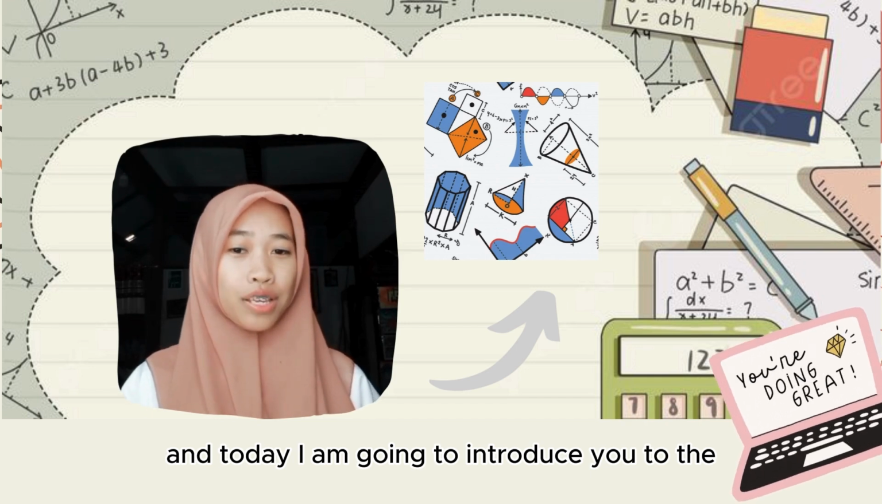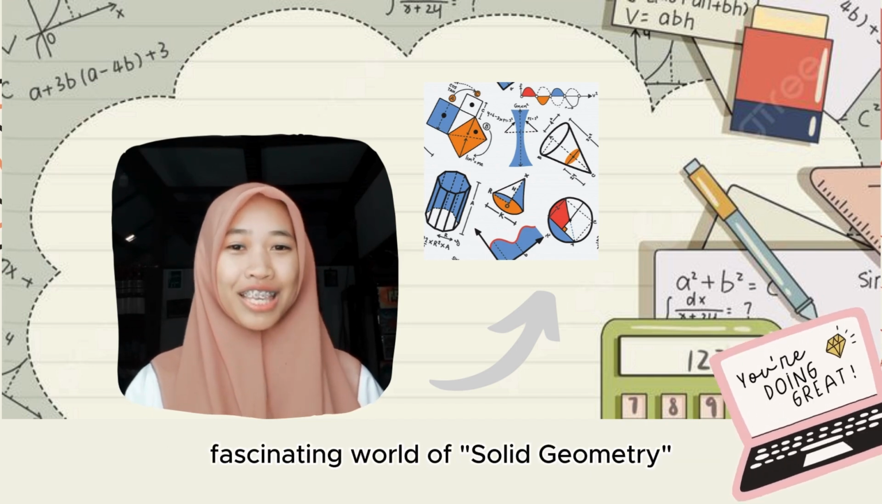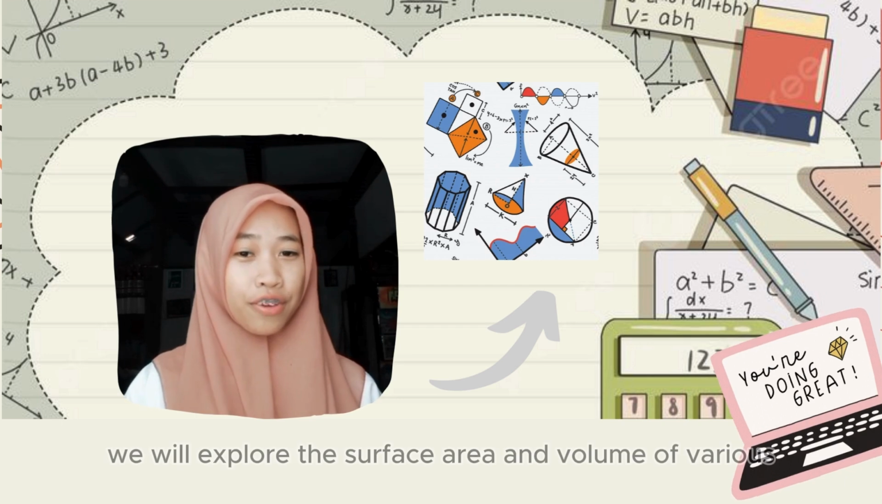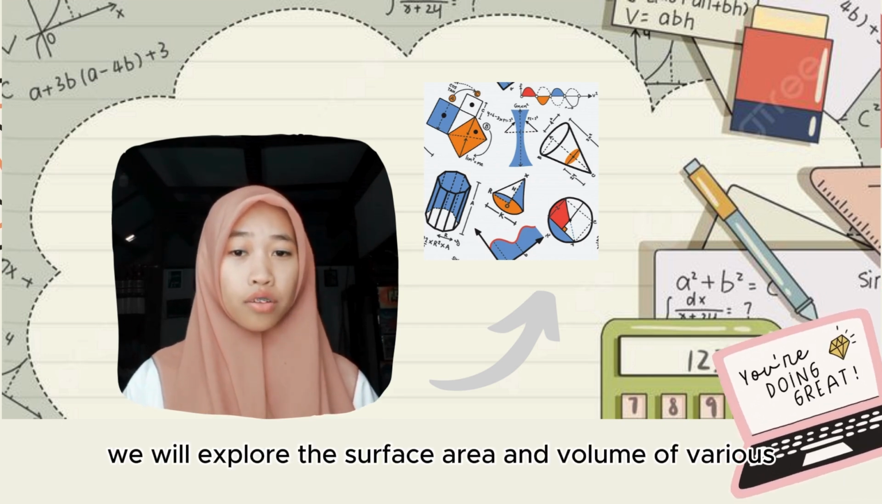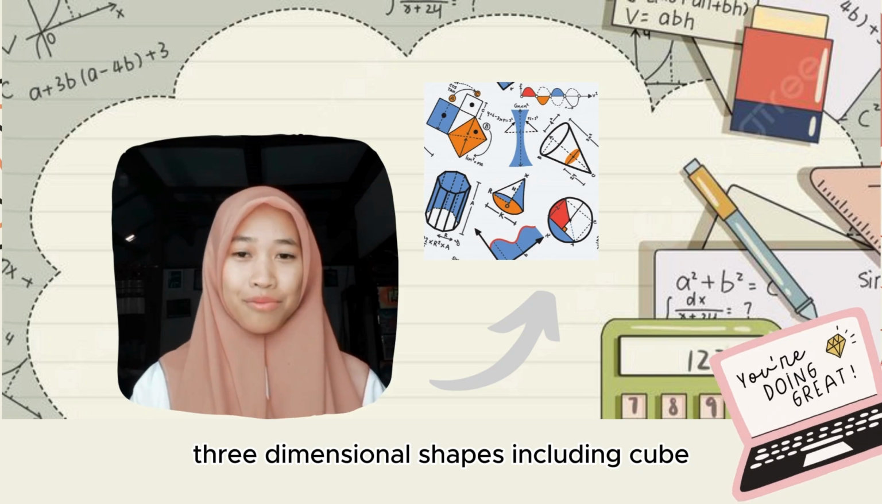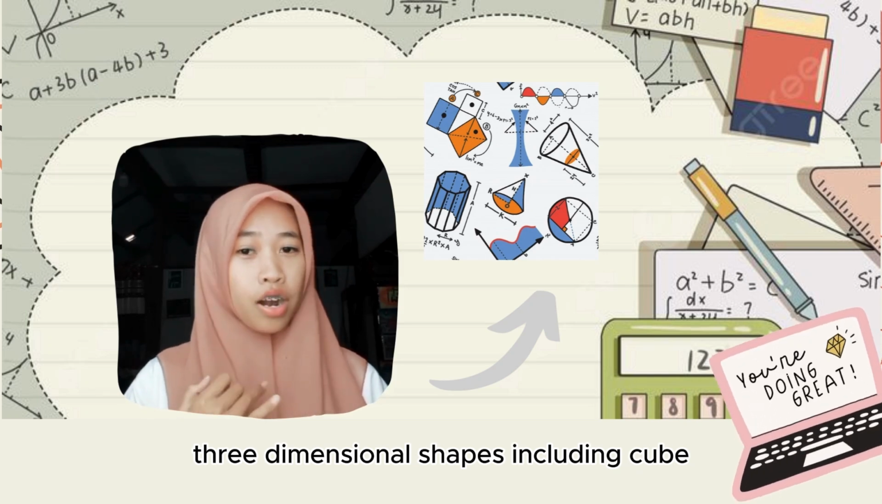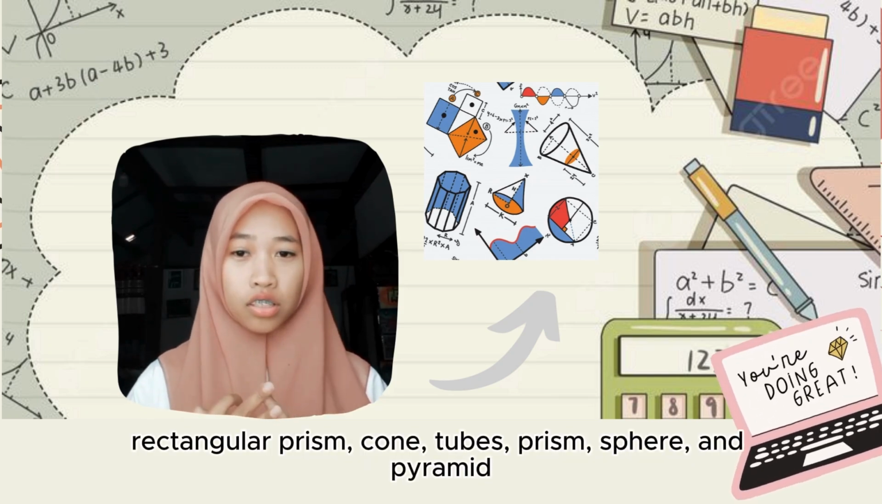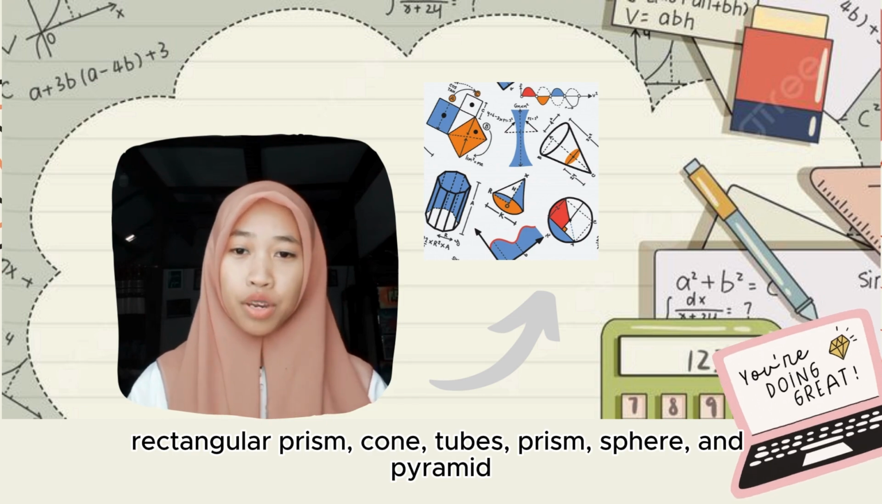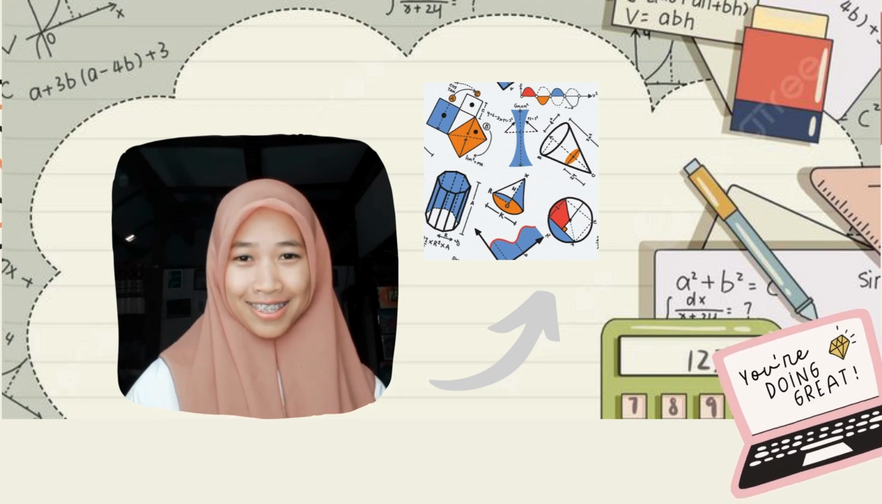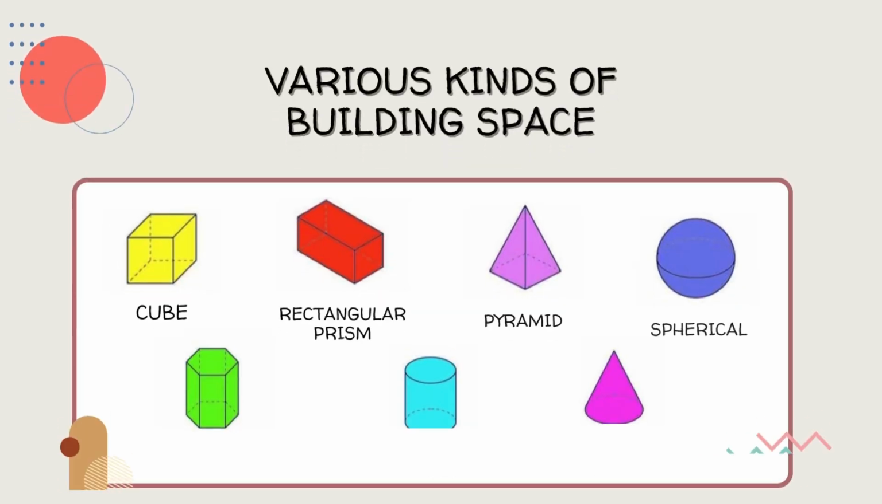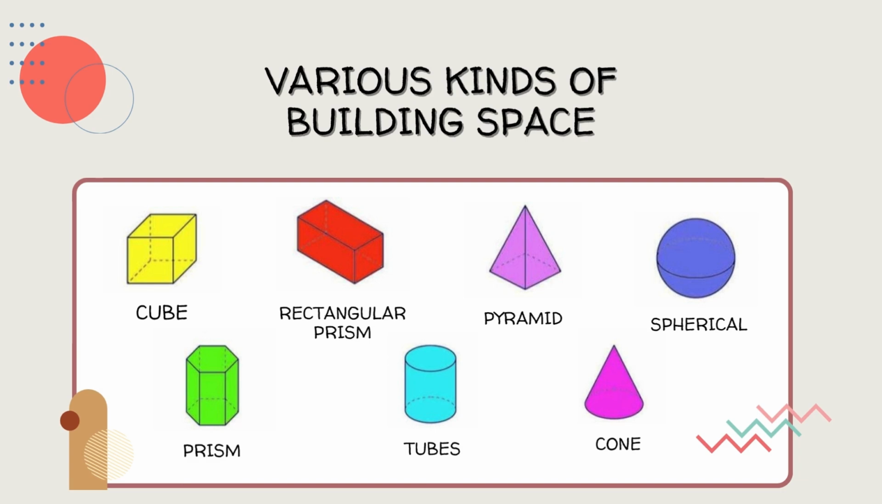I am going to introduce you to the fascinating world of solid geometry. We will explore the surface area and volume of various three-dimensional shapes, including cube, rectangular prisms, cones, tubes, prisms, sphere, and pyramid. There are various topics in solid geometry. Let's discuss them one by one.